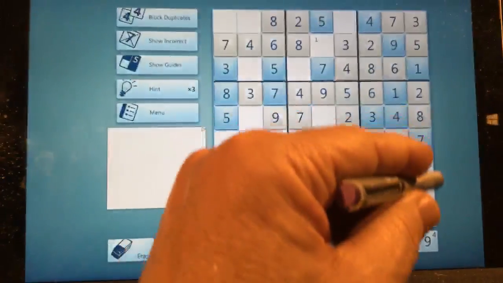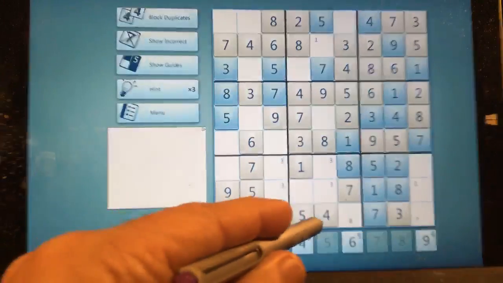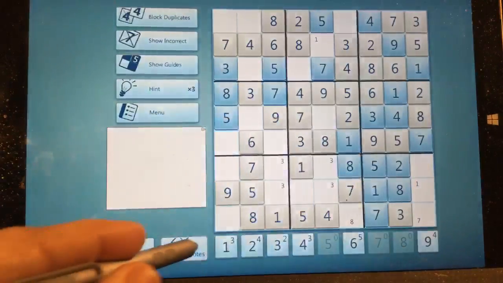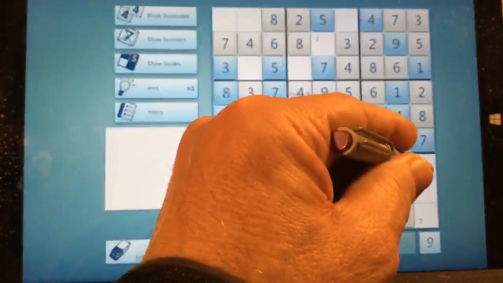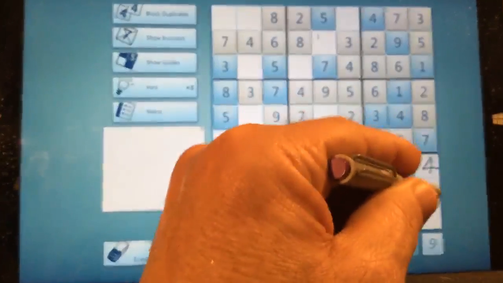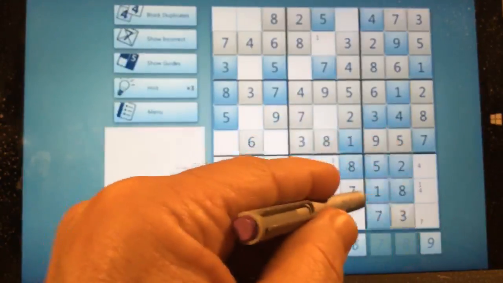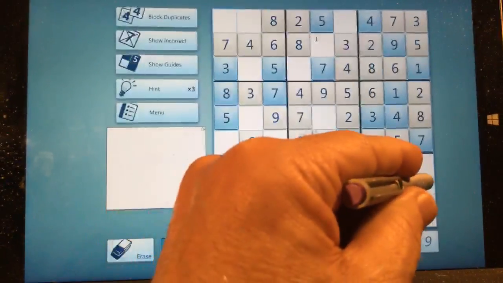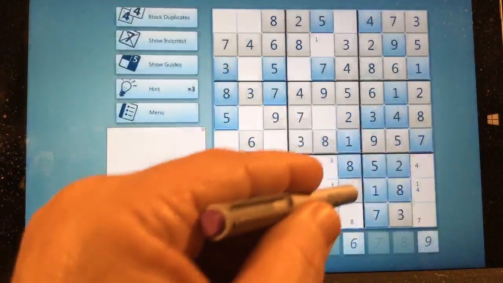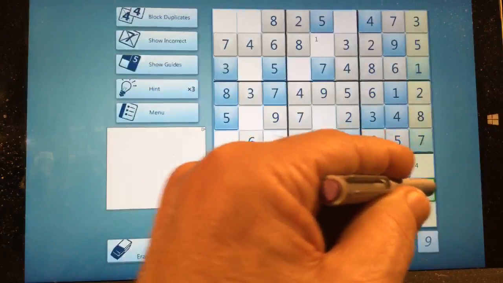Okay, let's go back to 4's. 4's on the left, 4's in the middle, 4 needs to be here. There's a 4 here, so the 4 is either here or here. If we want to get rid of this 1, because we've already accounted for the 1, all we do is repeat the 1. That was a crooked 1.